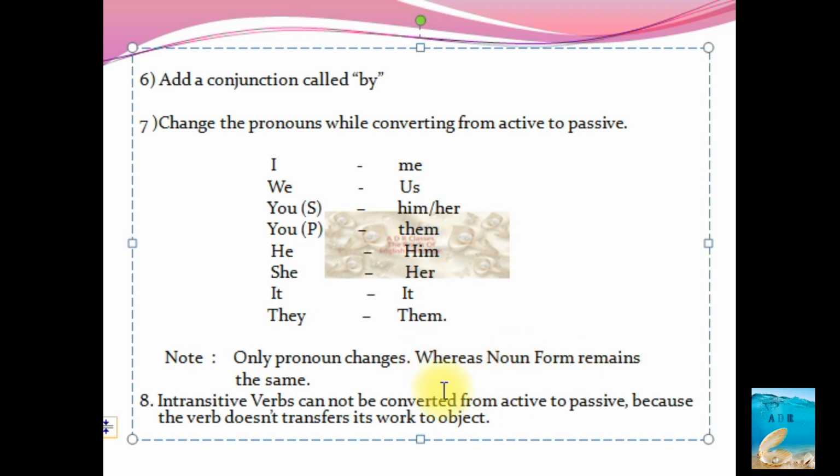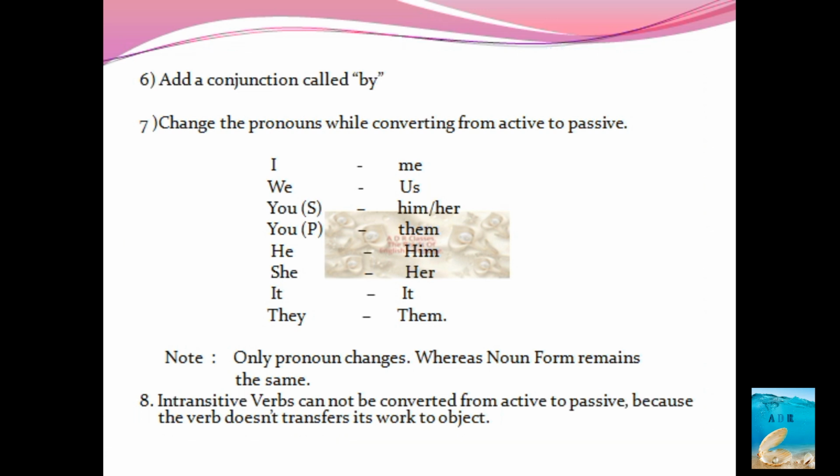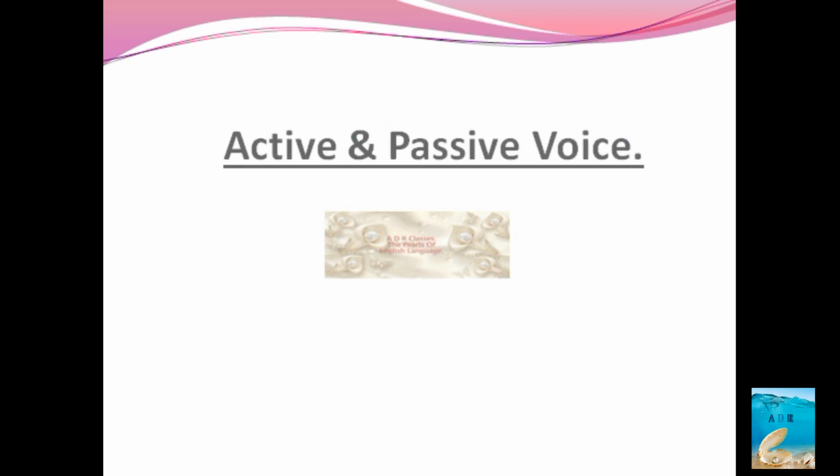Then the last rule: intransitive verbs cannot be converted from active to passive because the verb does not transfer its work from subject to object. Intransitive verbs are one of the types of verbs. So not all types of sentences in English can be converted into active and passive. Those which can be converted are transitive, and those which cannot be converted into passive are called intransitive verbs in a general manner.